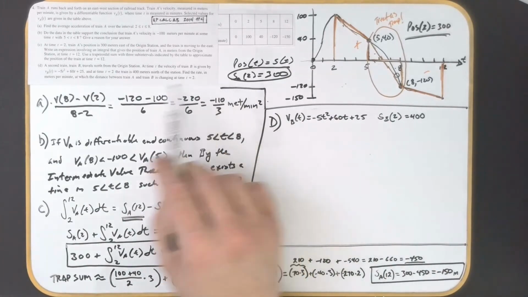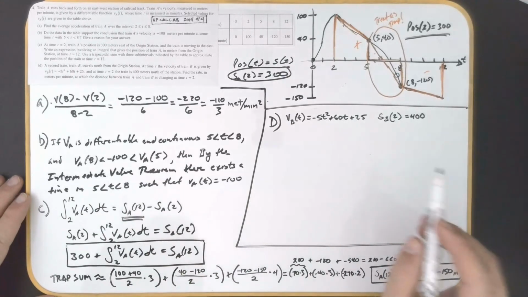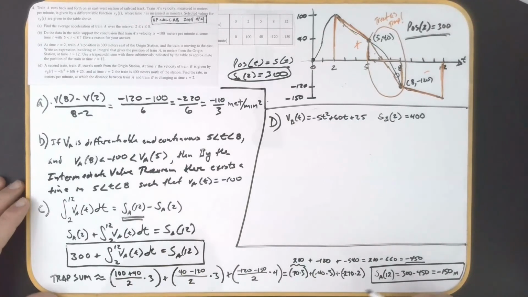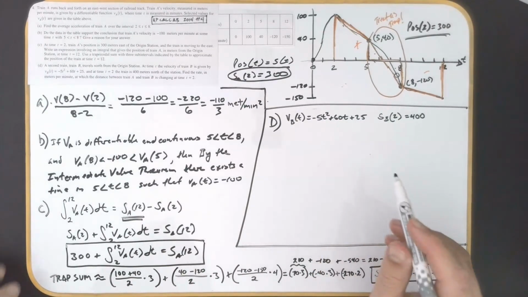And it says, find the rate in meters per minute at which the distance between A and B is changing at t equals 2. Now if you haven't done one of these for a while, it can seem very difficult, but really these were done way back at the end of chapter 2. This is a related rates question. So I'm going to draw the picture, and you're going to see they give you so much information, it's actually pretty friendly.